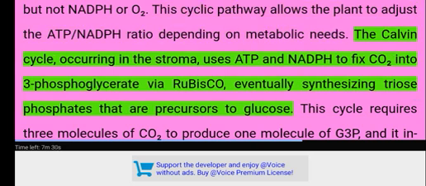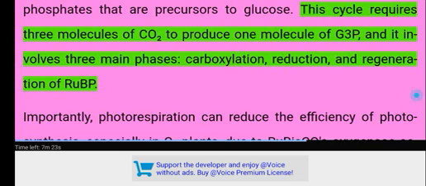The Calvin cycle, occurring in the stroma, uses ATP and NADPH to fix CO2 into 3-phosphoglycerate via rubisco, eventually synthesizing triose phosphates that are precursors to glucose. This cycle requires 3 molecules of CO2 to produce 1 molecule of G3P, and it involves 3 main phases: carboxylation, reduction, and regeneration of RuBP.